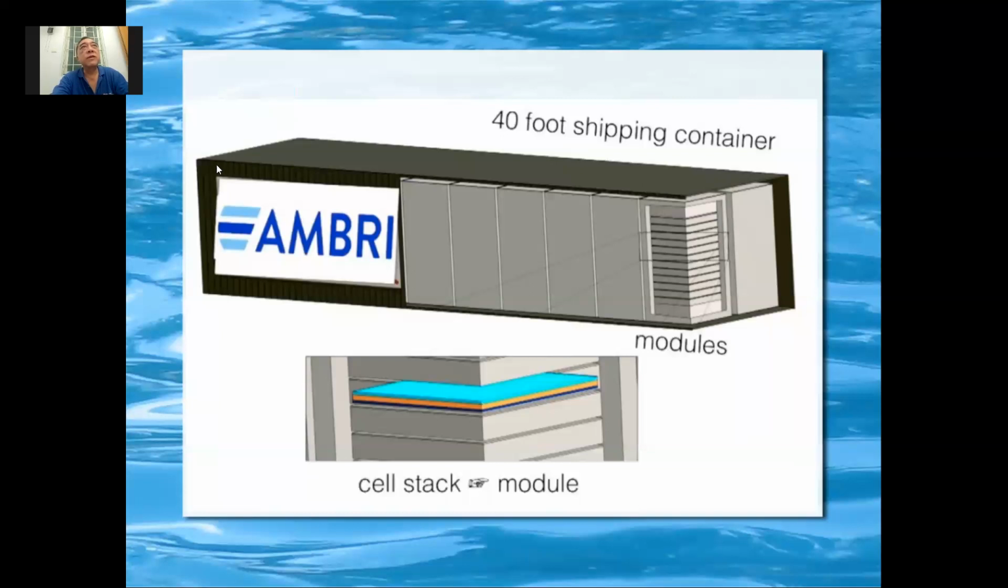Okay, this is one of the Ambri containers. You open up, inside there are stacks of the battery. And in one stack you can see there is liquid metal inside. That is one cell, so you have many cells stacked together. Then you can increase the voltage. But imagine operating all this at 500 degrees.